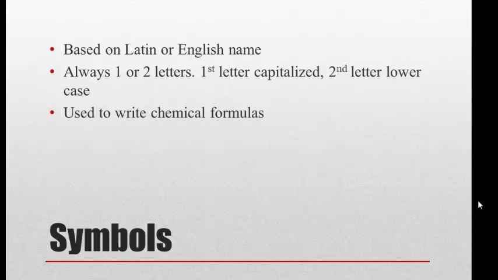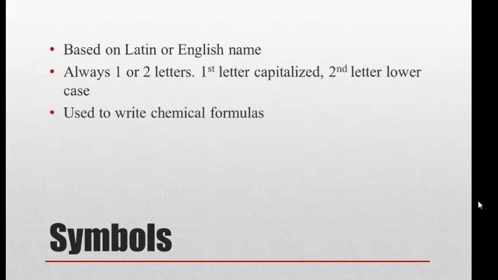If you take out your periodic table, we're going to look at the symbols for the elements. The symbols are always based on the Latin or English name. The symbols are always made of one or two letters, and the first letter is always a capital letter, and the second letter is always lowercase. Symbols are used to write chemical formulas.